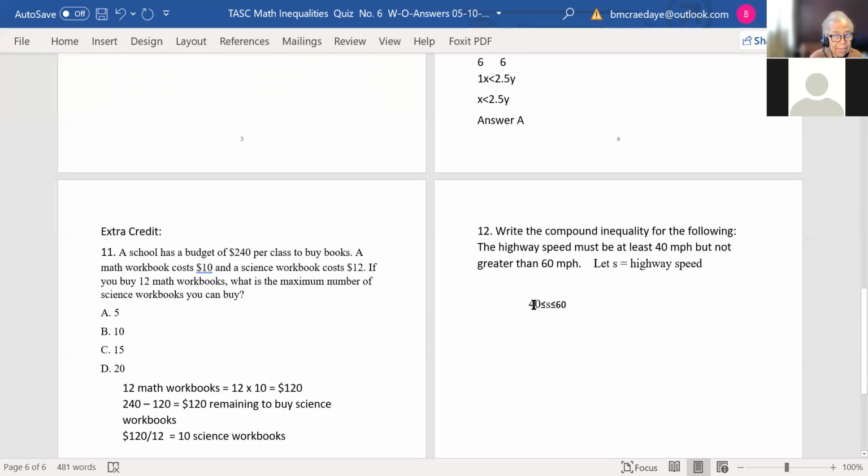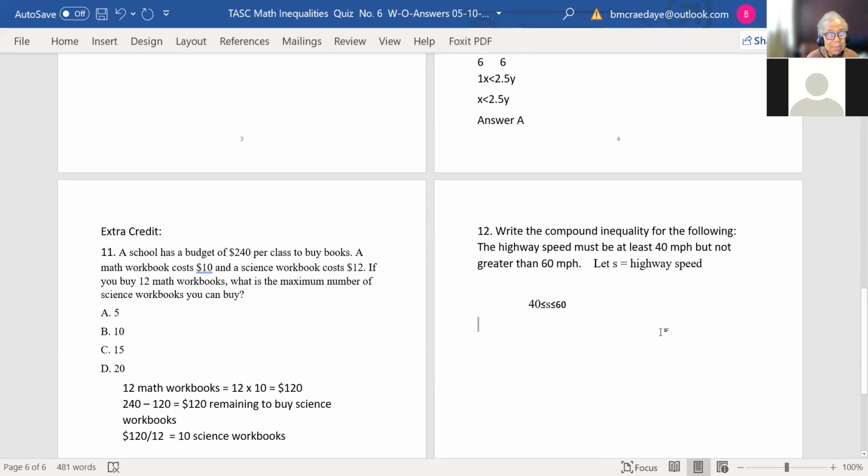Okay, now this says 40 less than or equal to S, right? If 40 is less than or equal to S, then S must be greater than or equal to 40, correct? In other words, you can't go under 40. But you can't go more than 60. That's why it's less than or equal to 60. So that would be your compound inequality. That's an and.